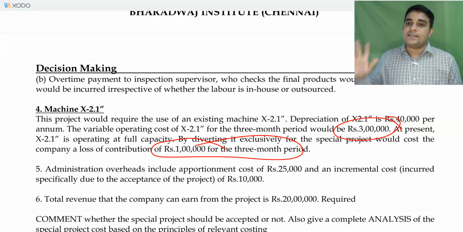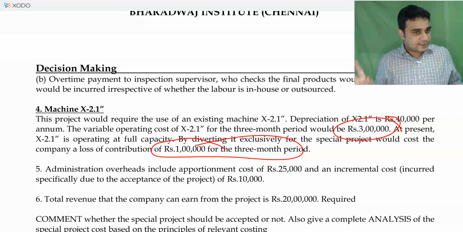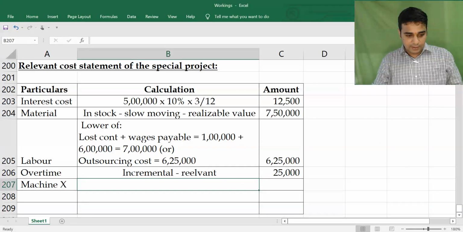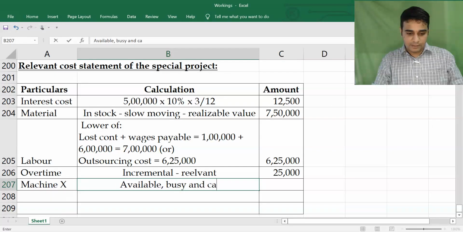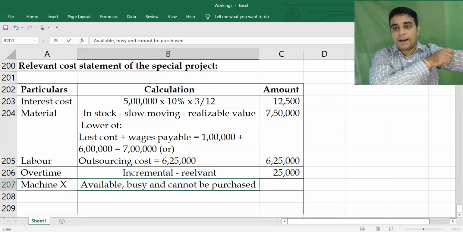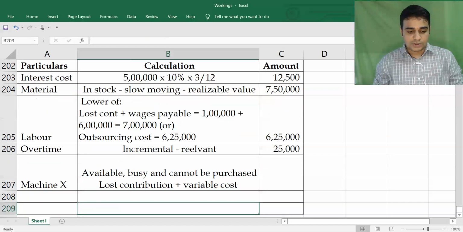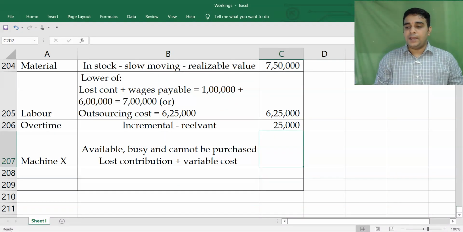Here, my understanding is that in contribution, depreciation is not subtracted, but variable cost is subtracted. So, machinery available, busy and cannot be purchased, I will use it. I cannot buy this in the market. Lost contribution plus variable cost.